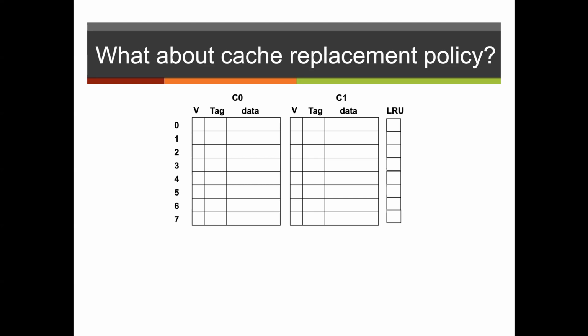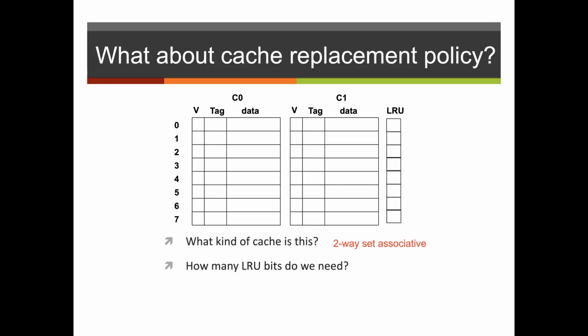We'll have to keep in mind temporal locality and understand how that affects our least recently used policy. And then we'll also need to consider what factors are going to affect the fully associative policy. So in this case, we have a two-way set associative cache. How many LRU bits are we going to need? For this one, we're going to need just one bit.